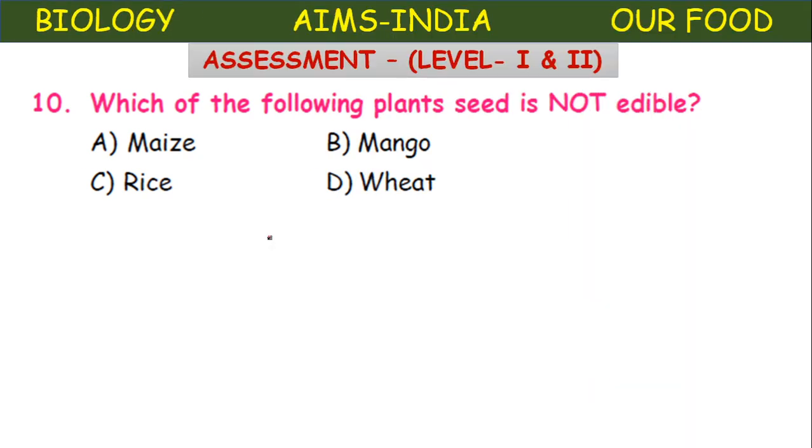Which of the following plant seeds is not edible? Maize, mango, rice, wheat. It is the mango. The fruit we eat, but not the seed.